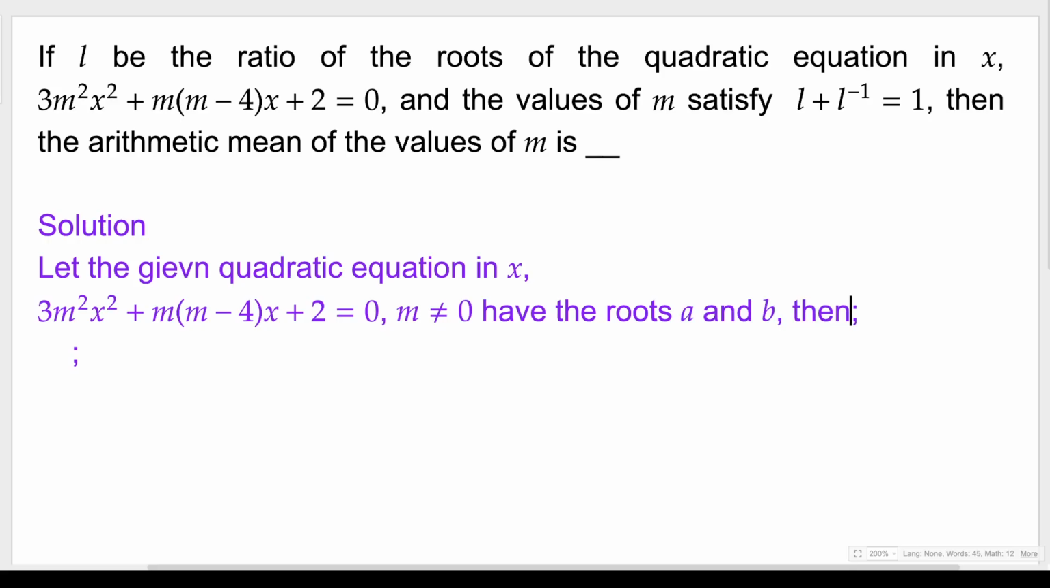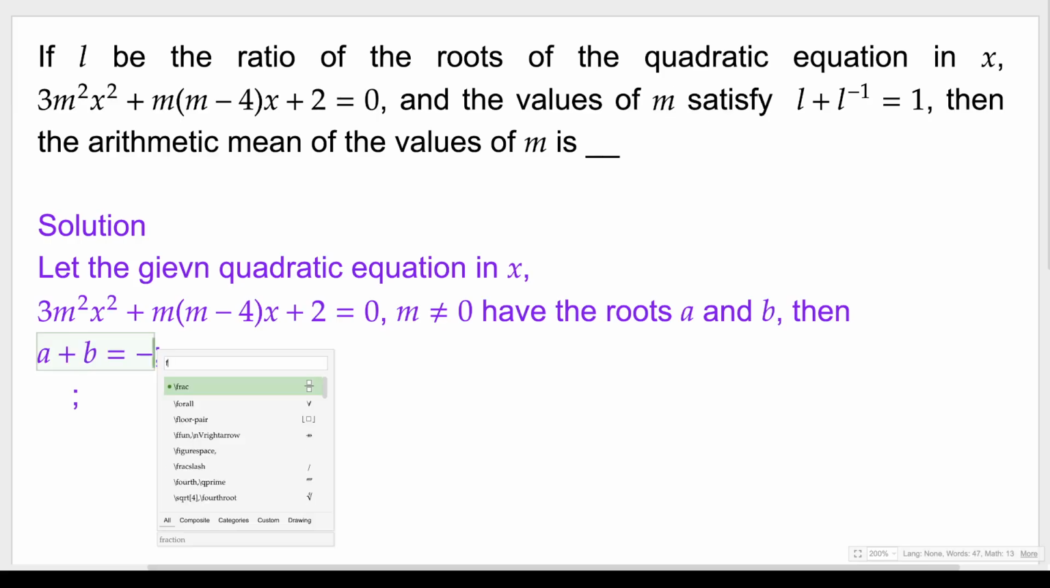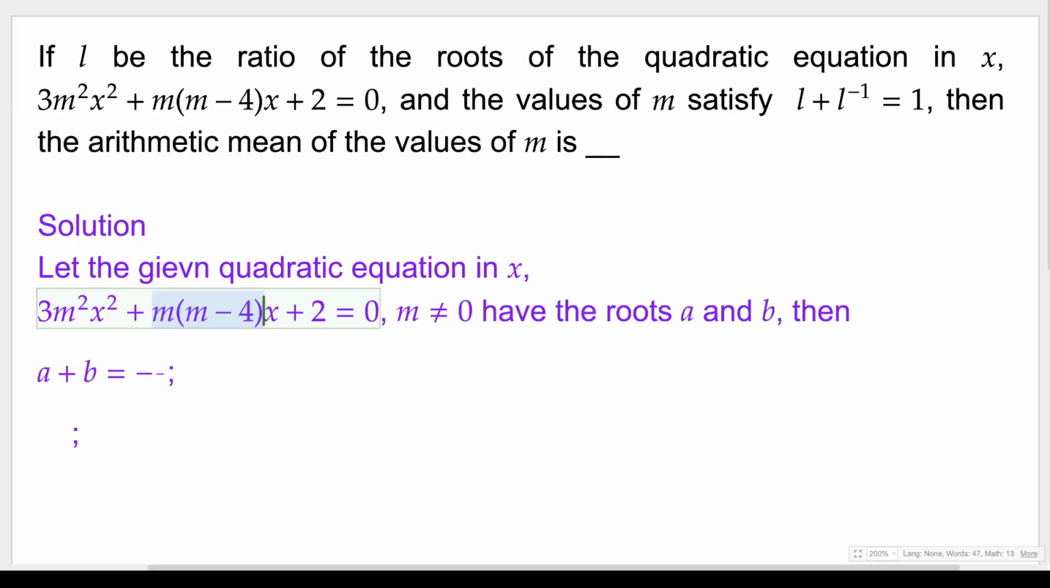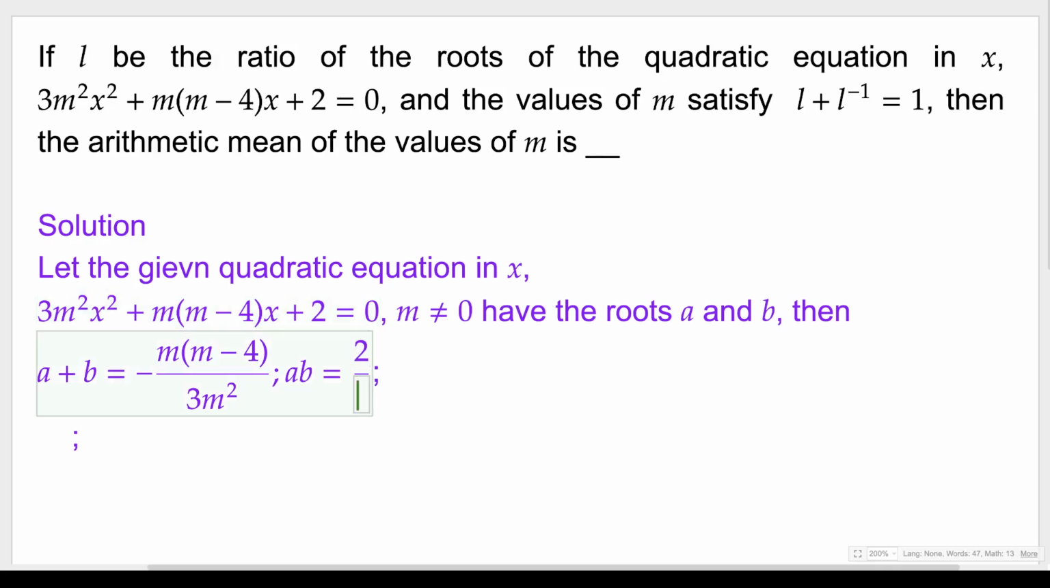In that case, the sum of roots, a + b, will be equal to the negative of the coefficient of x, that is m(m − 4), over the coefficient of x², that is 3m². Next, the product of the roots, ab, will be the constant term, that is 2, over the coefficient of x², 3m², so 2 over 3m².